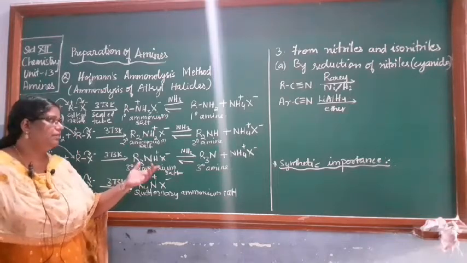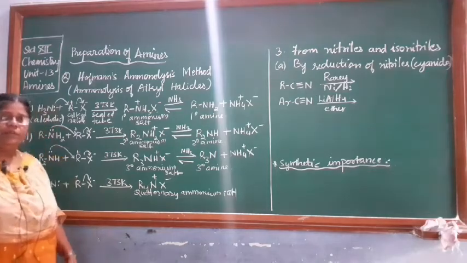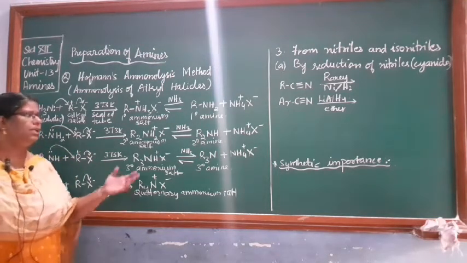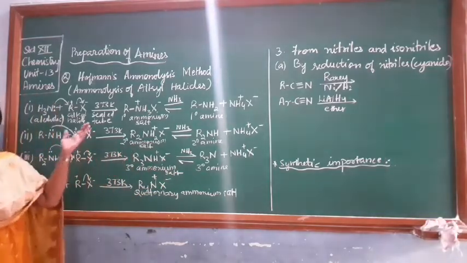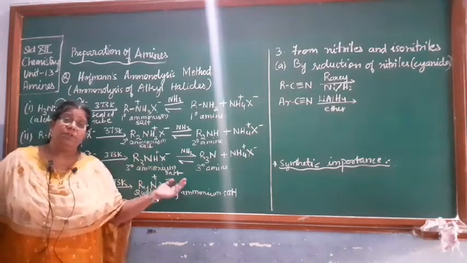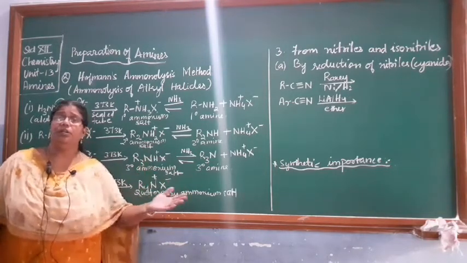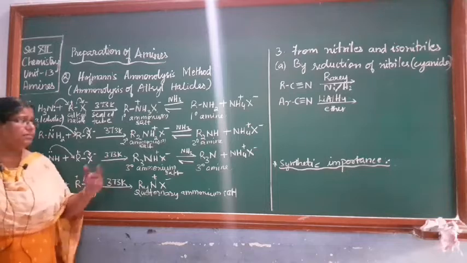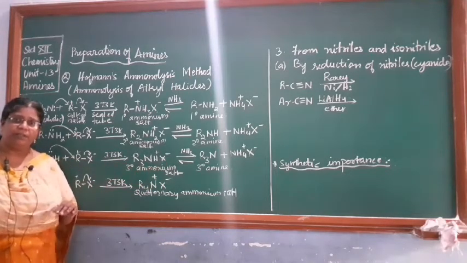So therefore this method cannot be used to obtain a single kind of amine. We get a mixture of amines. So that is one of the limitations. In this reaction we get a mixture of amines. Therefore this is not used for getting a particular amine, a primary amine or a secondary amine or a tertiary amine. Another limitation is that only aliphatic amines can be prepared by this method.